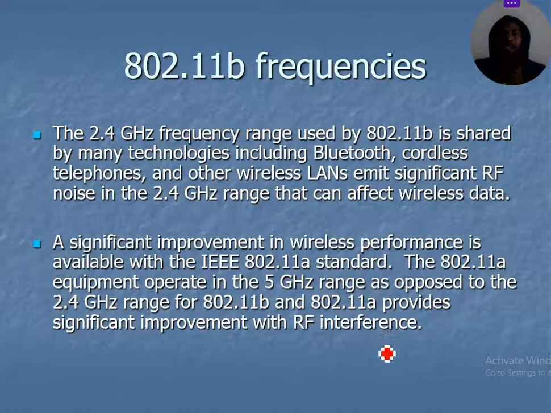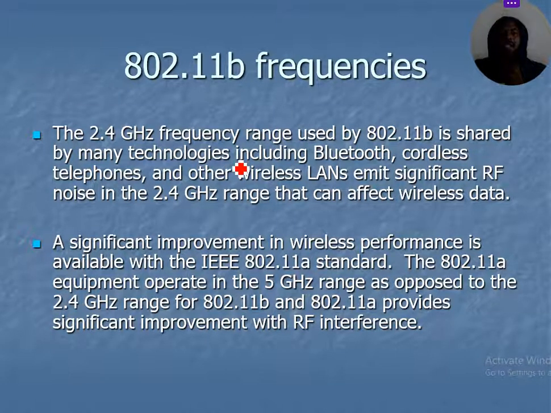Now let's move on quickly. Let's look at the 802.11b frequencies. The 802.11b frequencies first of all use a 2.4 gigahertz frequency. That means the bandwidth for 802.11b is 2.4 gigahertz. This is the range of frequency that it covers.